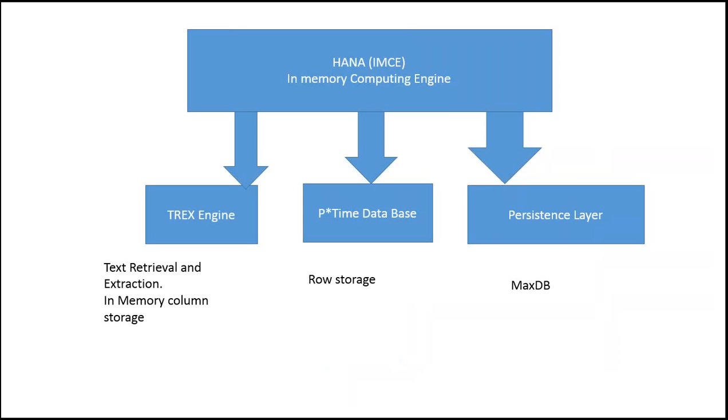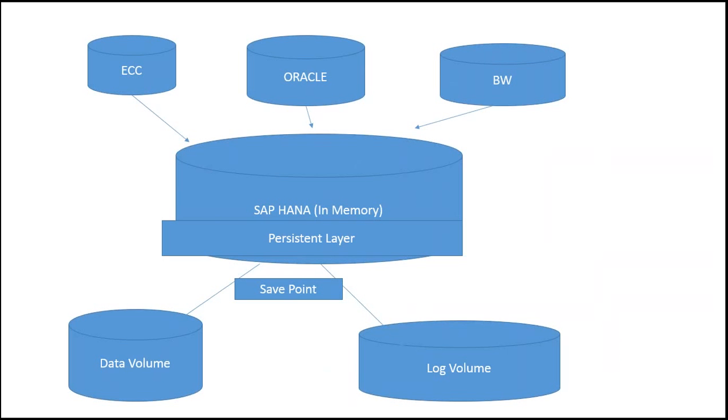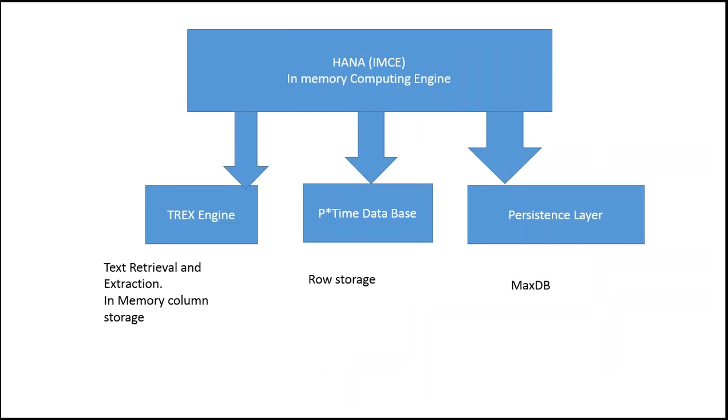Next. This concept is called engines actually. First is the in-memory computing engine. In HANA, it supports read and write. Next, we have one engine called the Trex engine. That is completely for column storage. Column storage runs on the Trex engine. Trex means text retrieval and extraction.